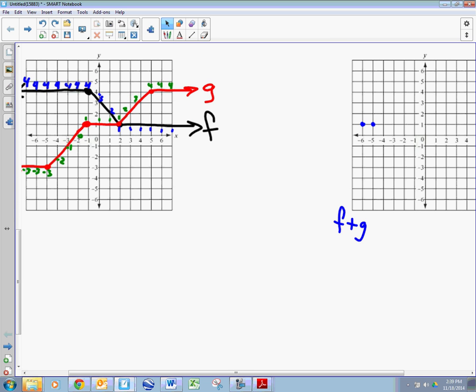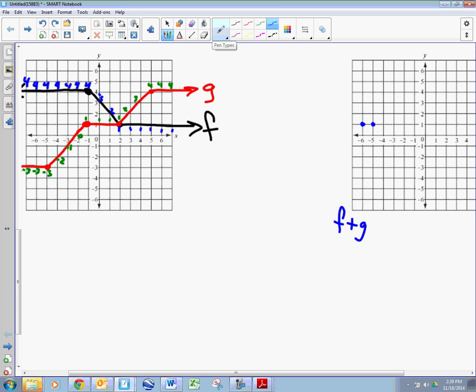So, look, I want to add these two functions together, okay? We have negative 6. So I know where to plot the point at negative 6. I take 4 and add it to negative 3 to get 1. Okay. Well, you want to do them for the whole thing.